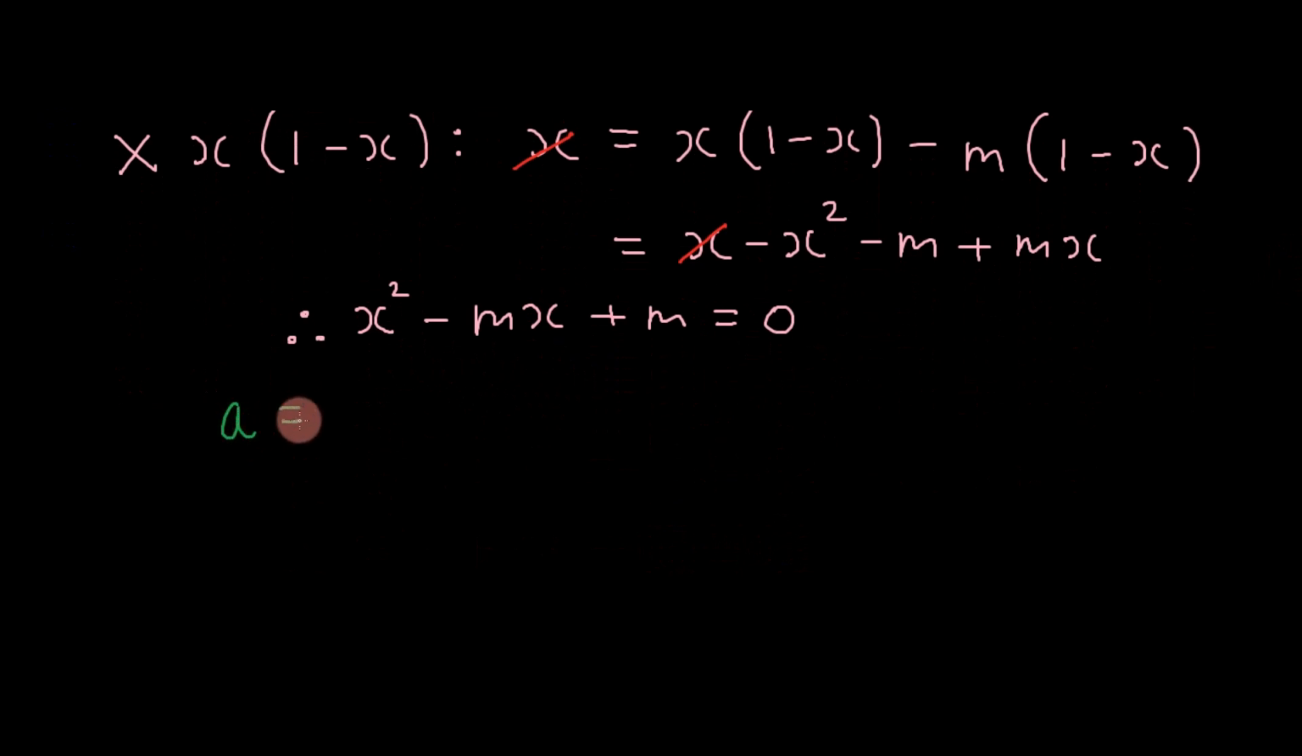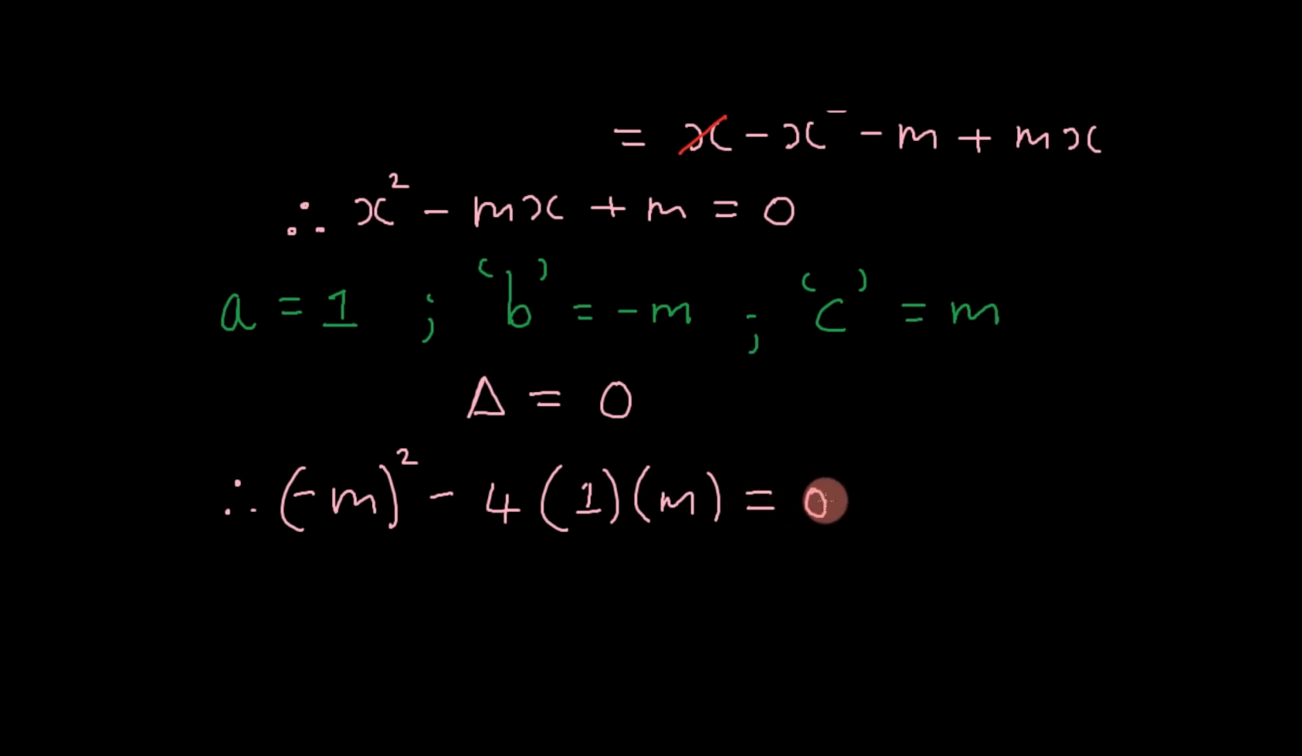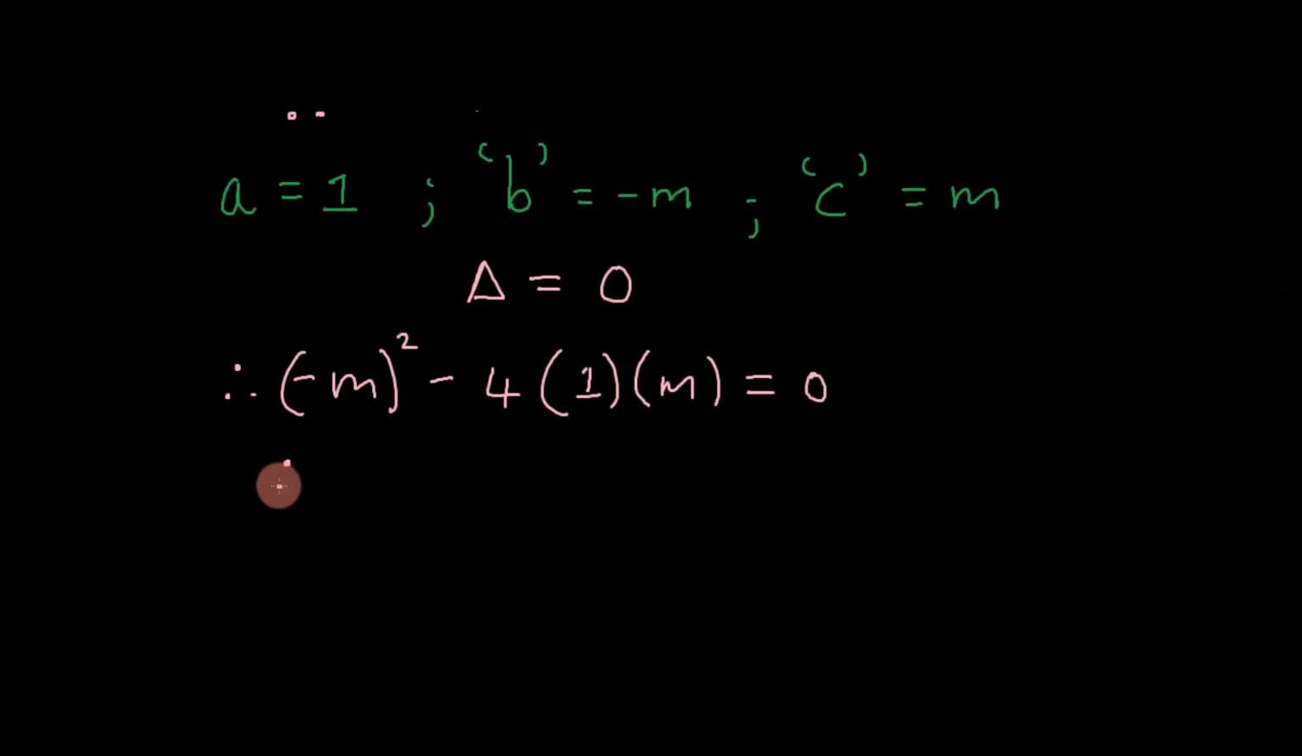So we can write down the values of a, b, and c. A is 1, the x squared coefficient. B equals negative m. And c equals positive m. We know that for the roots to be equal, delta has to be equal to 0. So b squared will be negative m squared, minus 4a times c. We can simplify this.